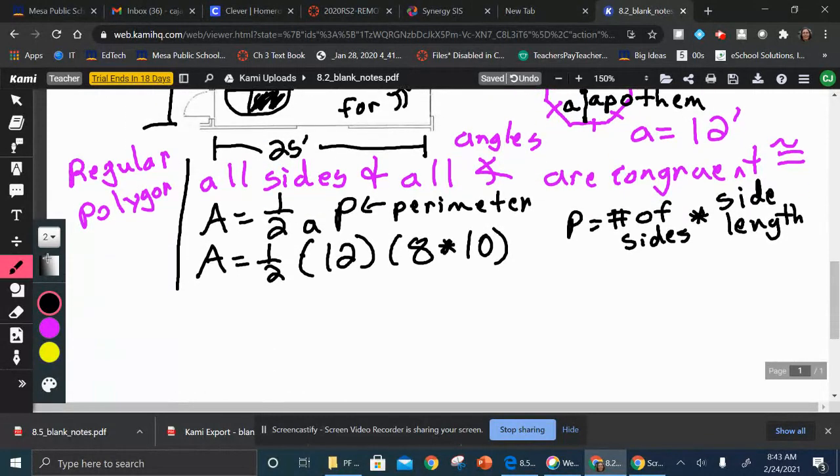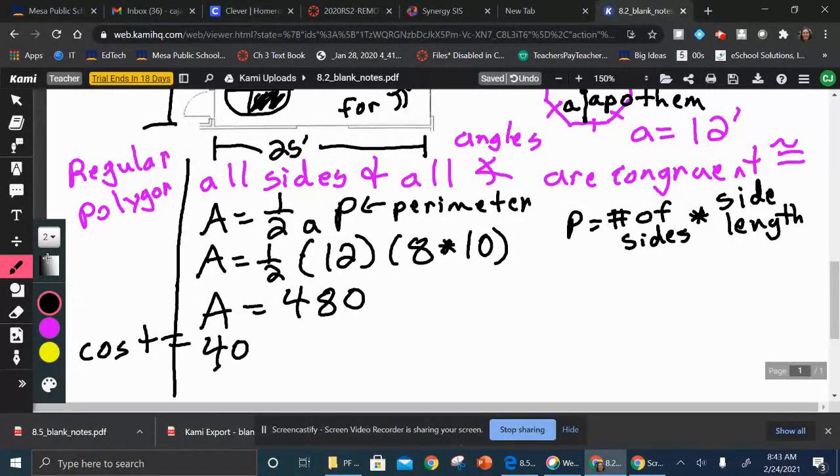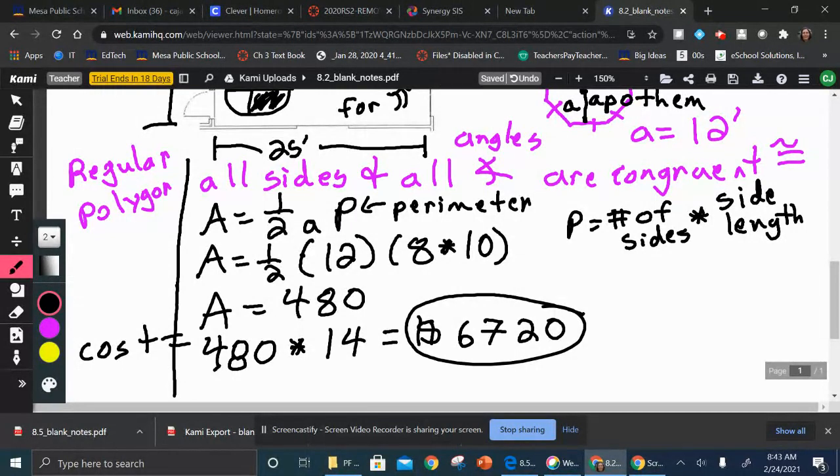Okay, so we're going to go ahead and put that one in. So we get 480. And then if we want to know the cost, it's going to equal 480 times 14, because it's $14 per square foot. So 6,720. That's going to be a really good tile. Okay, so that's in our gazebo.